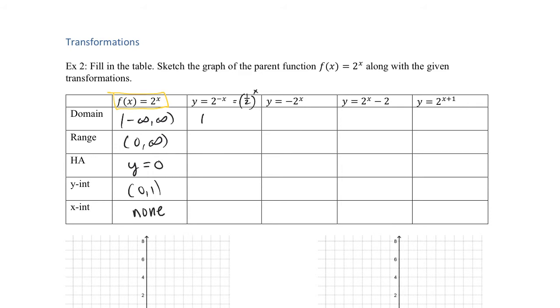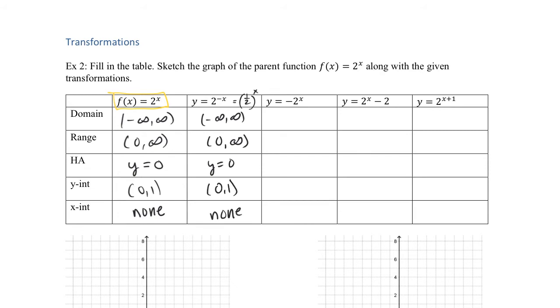Okay, and then we had the same characteristics for this one. I'm just copying this from the page before. Horizontal asymptote, that was y equals 0. Oops, sorry. Erase that. Okay. Y equals 0. Same y-intercept and no x-intercept.